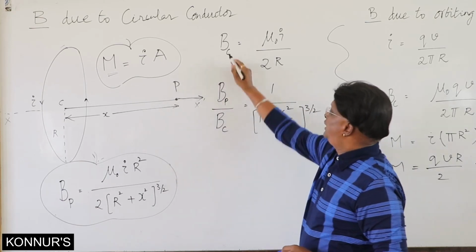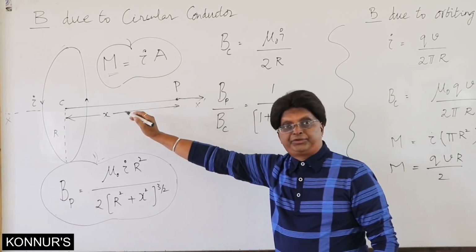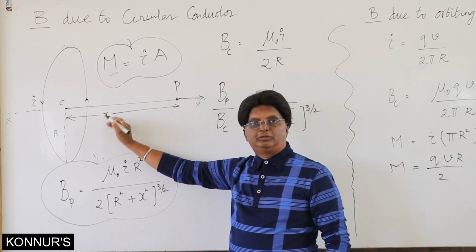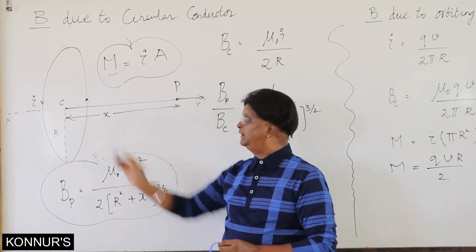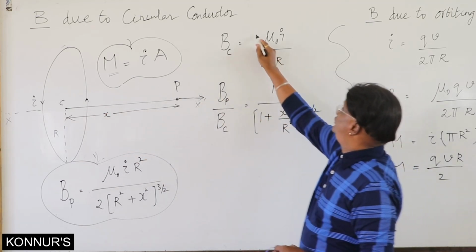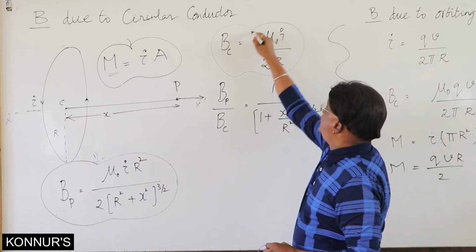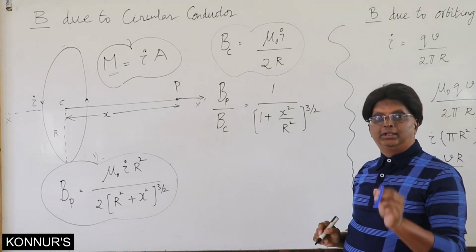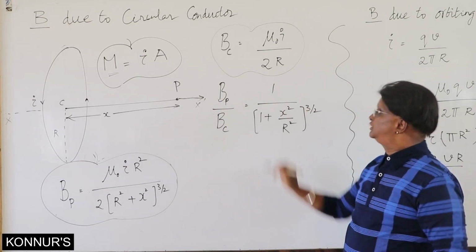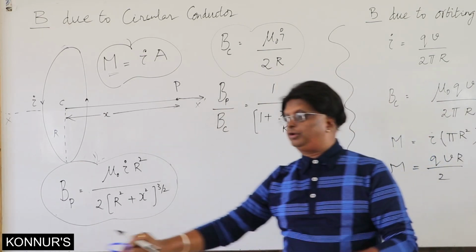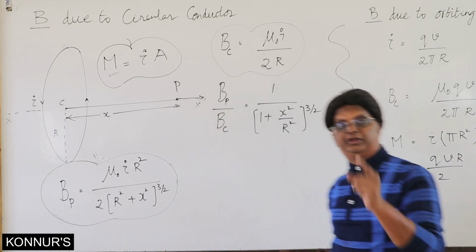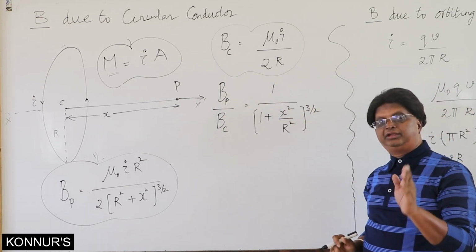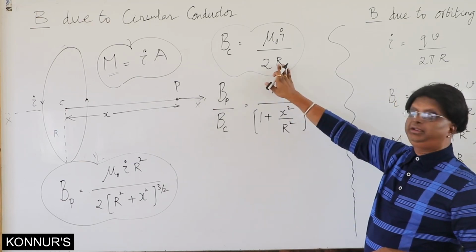Now I am writing B at the center of the conductor. What will be the induction? Center of the conductor means x equal to 0, because the distances are from the center. So for that value we get B at C, at the center, as mu naught I by 2R. Once more, please look at this denominator term. Yesterday when we talked about the straight conductors, in the denominator there was a pi term. When you are writing circular conductors, there is no pi term in the denominator.